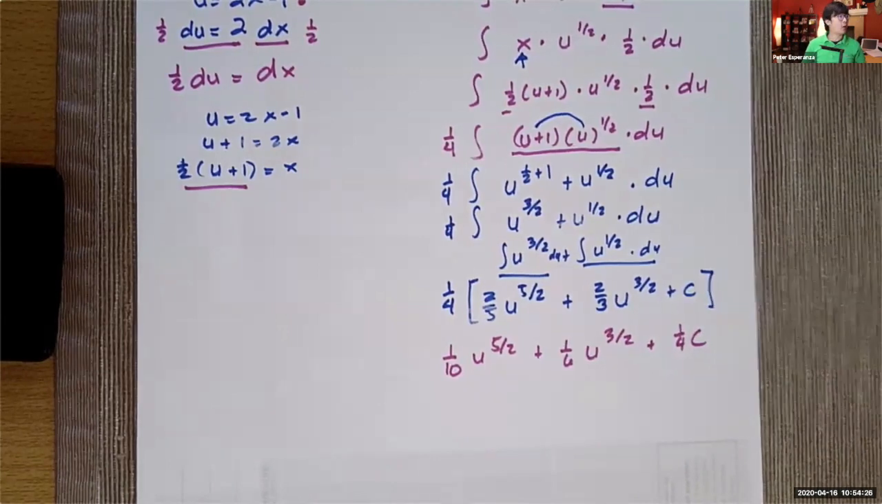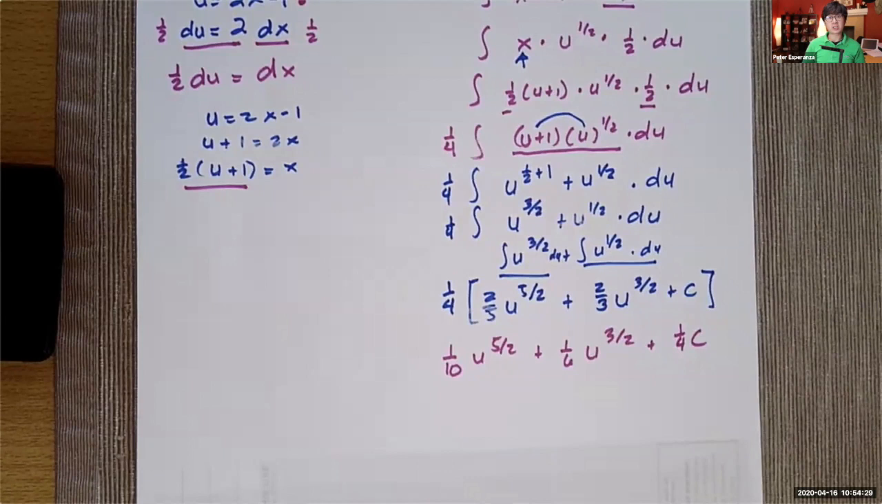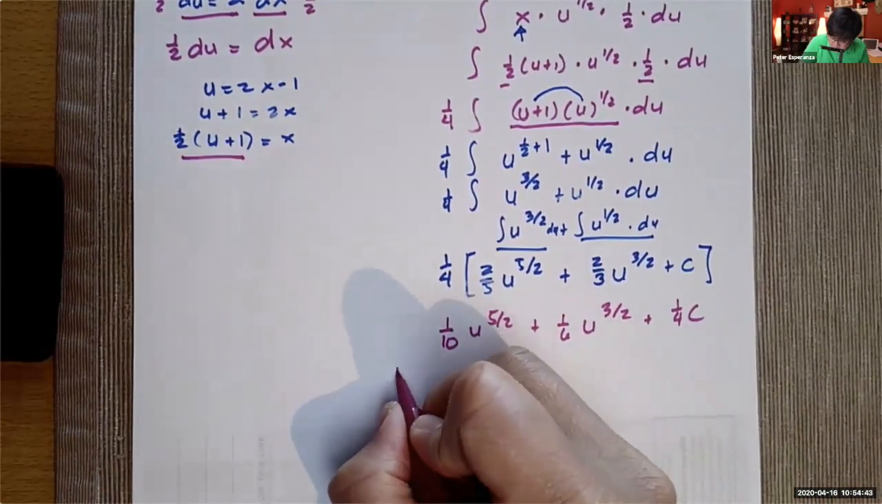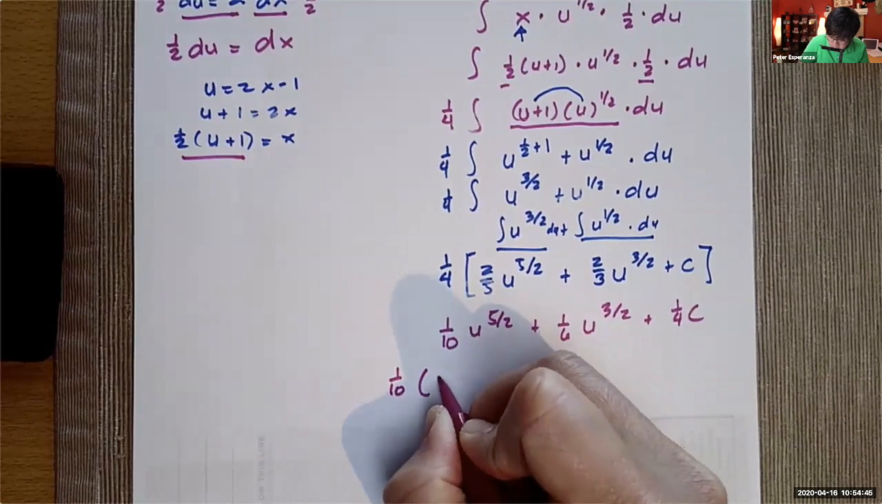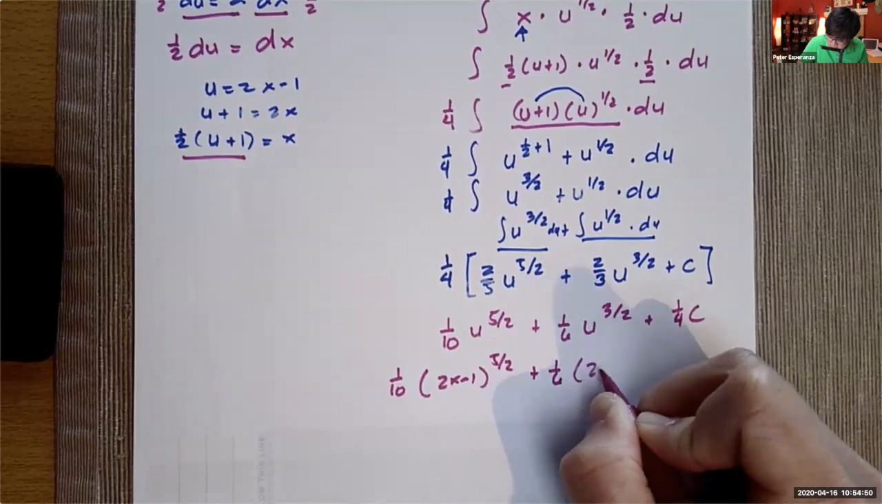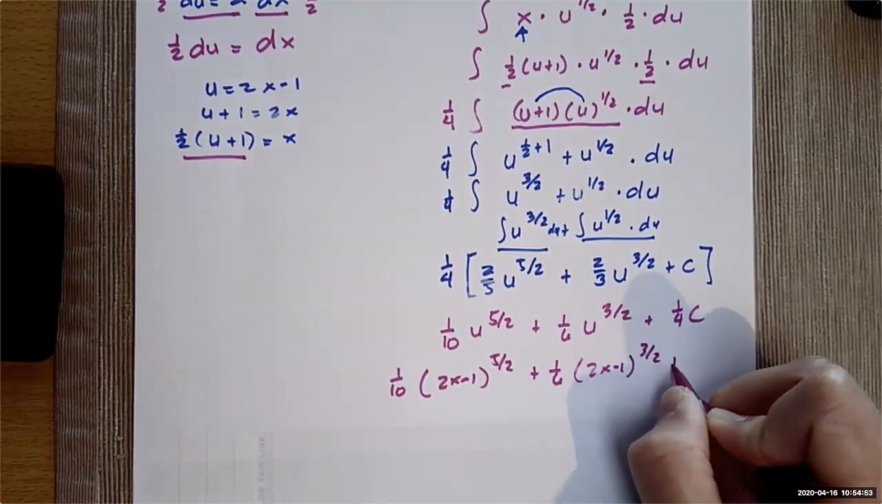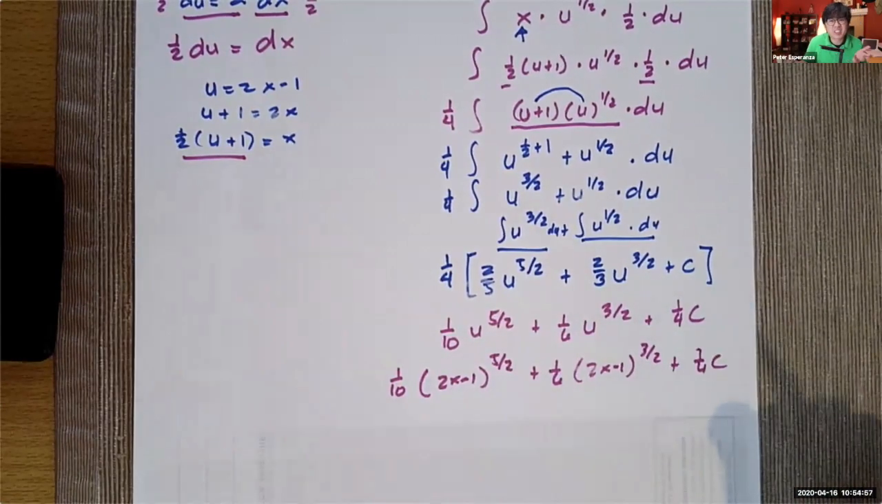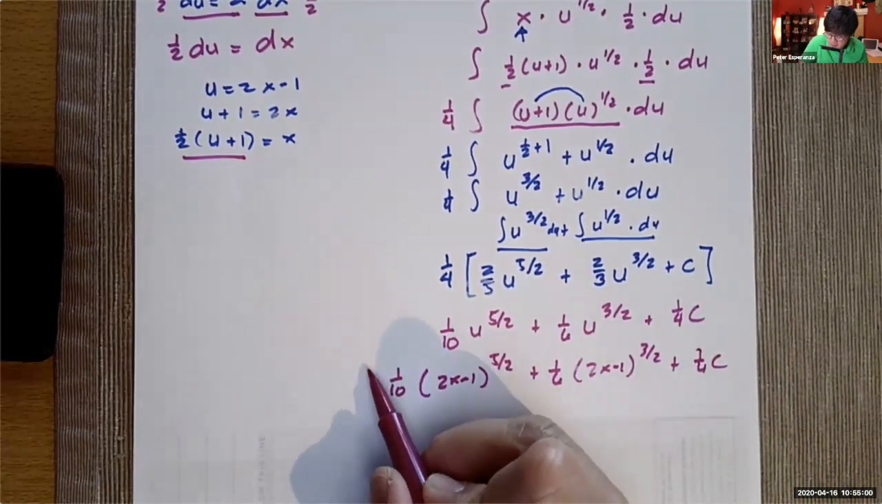All right, now we started with an x function, so we need to return it back to an x function. So the final step is to replace all the u's with x. And what is the value of our u? 2x minus 1. Yes. So the final answer is 1/10 (2x minus 1) to the 5/2 plus 1/6 (2x minus 1) to the 3/2 plus 1/4 c. Or just c, or a constant c, because it's just any constant.